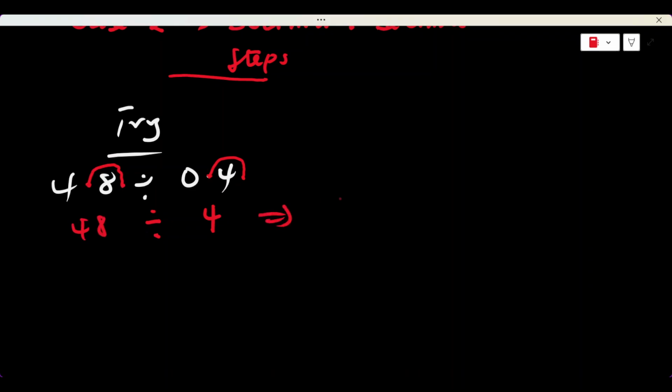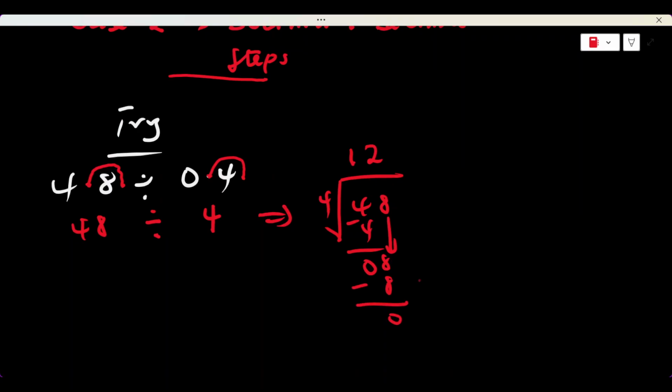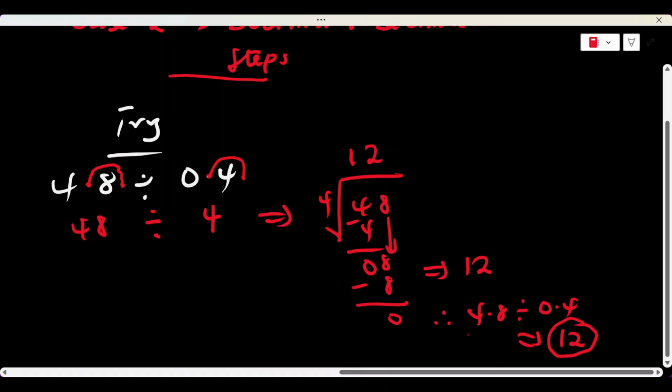4. After getting that, set up your long division problem. So we have 48, we have 4. 4 goes into 4, 1 time, 4 times 1, 4. Then you subtract, giving you 0, drop down your 8. 4 goes into 8, 2 times, 4 times 2, 8. Subtract, you get 0. Because we have 0 as our remainder, our final answer is what? 12. Therefore, 4.8 divided by 0.4 gives us 12 as our final answer. I hope that is clear.